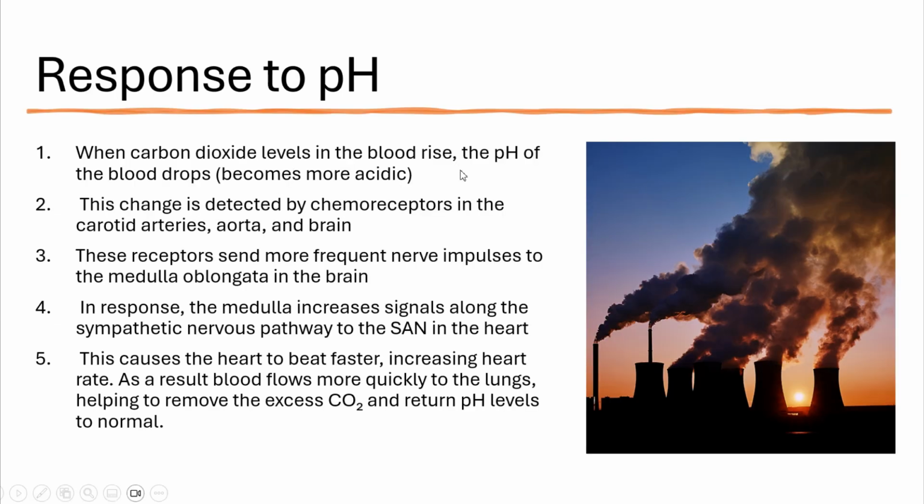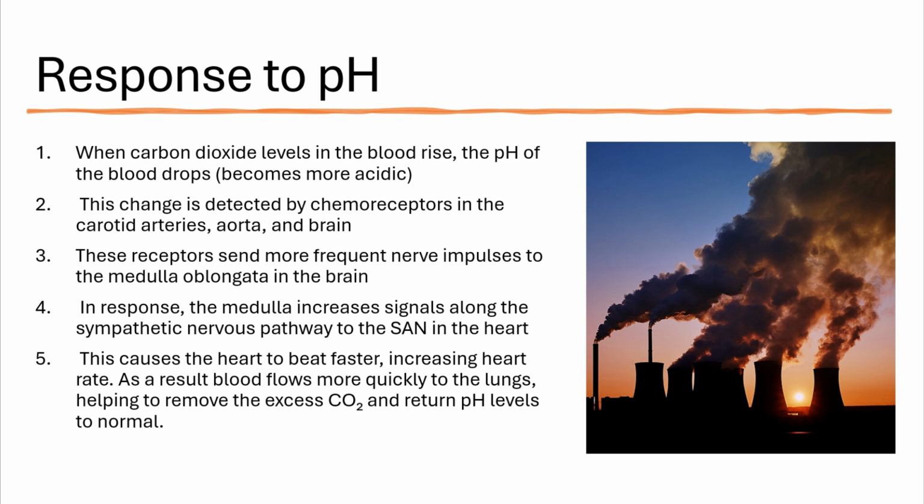Alright, calm. Response to pH. So when carbon dioxide levels in the blood rise, the pH of the blood drops here. Obviously, that's because the carbon dioxide dissolves into carbonic acid, which makes the blood more acidic. So the pH is going to decrease, because acidic means pH 1, 2, 3, you get me? This change is detected by chemoreceptors in the carotid arteries, aorta and brain.